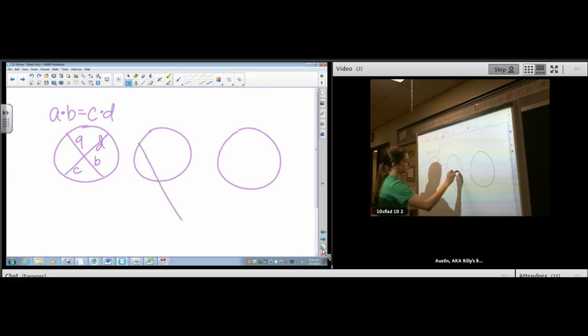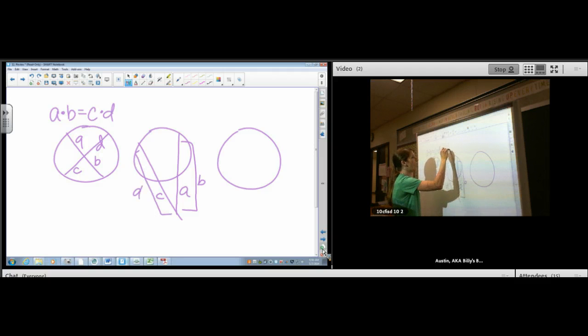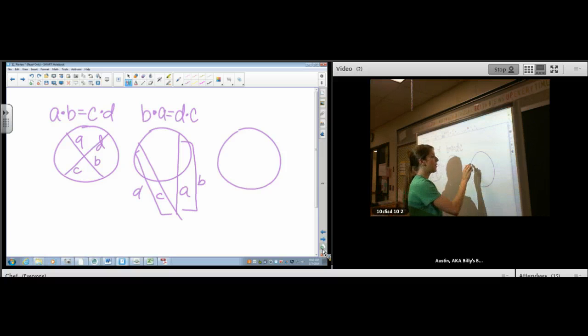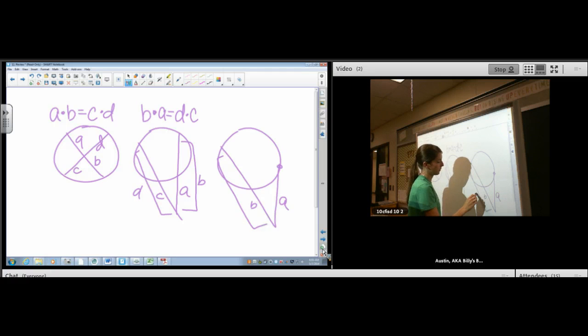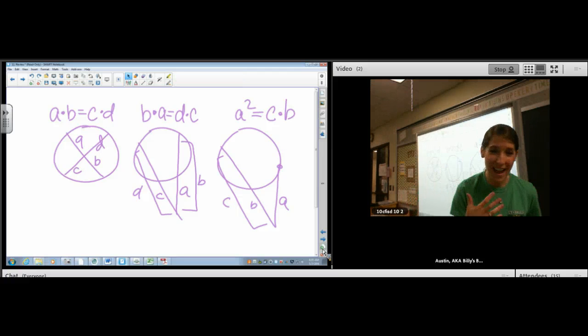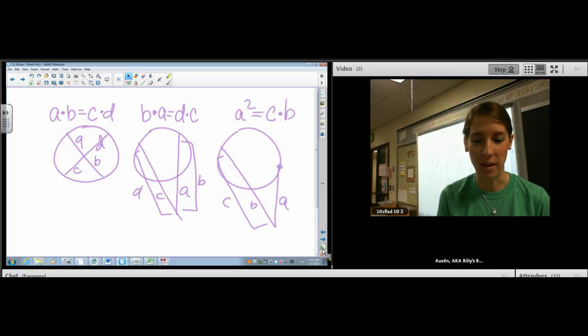When you've got 2 secants involved, A, B, C, D, you do the whole times the external, and that equals the whole times the external. And then finally you could have a secant meeting with a tangent, and in that case you do tangent squared equals whole times external. So that's literally every theorem that you could come upon.